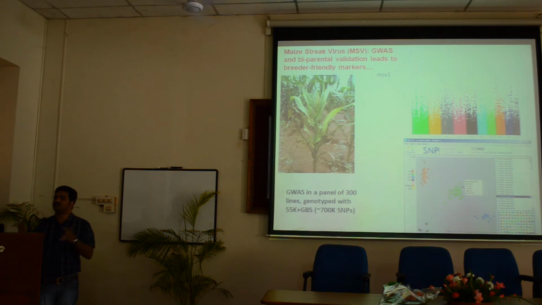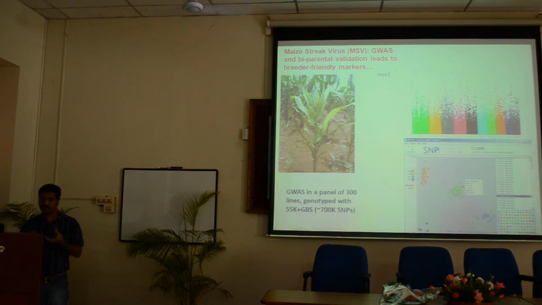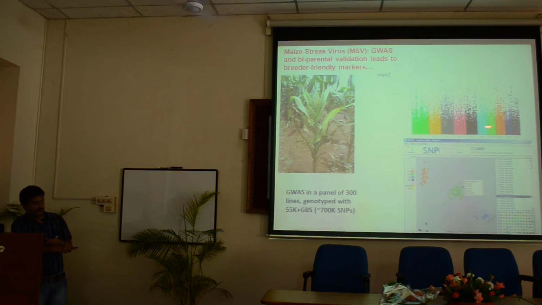Do you know what software can do association analysis? Very good. TASSEL is one of the very powerful software packages which can implement the mixed linear model required for association analysis. So when we did this, this is a Manhattan plot. You have genomic coordinates on the x-axis, p-values on the y-axis. These peaks correspond to resistance 1. So we clearly identified a gene for MSB1, right?